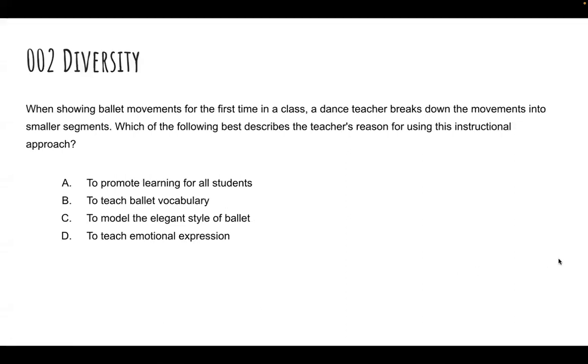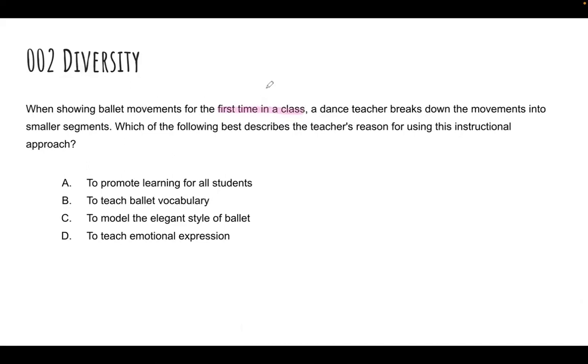All right. When showing ballet movements for the first time in class, a teacher breaks down the movements into smaller segments. We talked about this, breaking down into chunks. Which of the following best describes the teacher's reason for using this instructional approach? What keywords and phrases are important for us to identify here? Let me see your skills if you remember. Are there any temporal markers, time markers here? First. Break down. Yes, first time, breakdown. First time in class is the first time they're seeing it, guys.